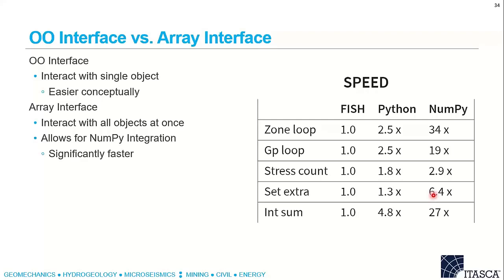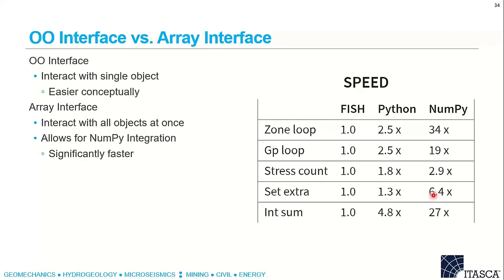You're only ever able to get up to these extremely fast and efficient codes with NumPy through the array interface, because that allows you to access, modify, and get information from all zones or all types within a model at once, rather than looking at one type or one object at a time and doing that for however many zones you might have.